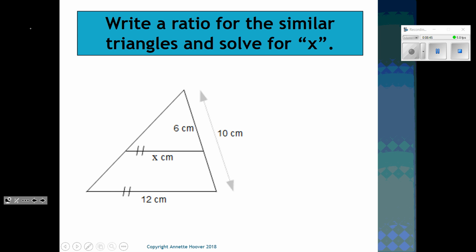Here's just one more example. It's not on your notes, but it just gives you another practice. Here you see the smaller triangle, and we know this side is 6, and we know the base is x. That's the side we're going to be looking for.